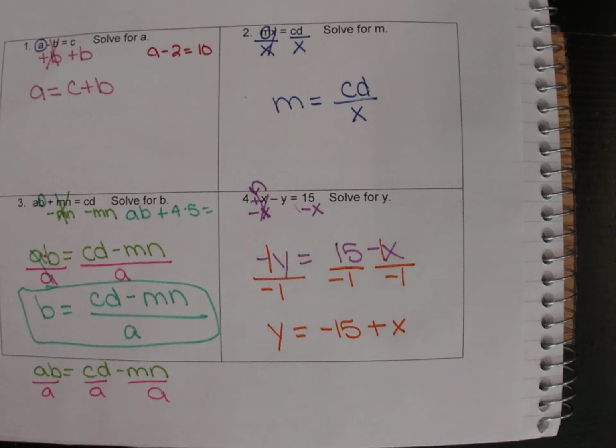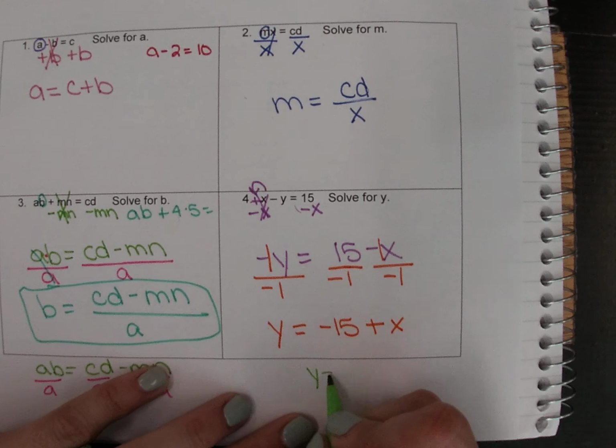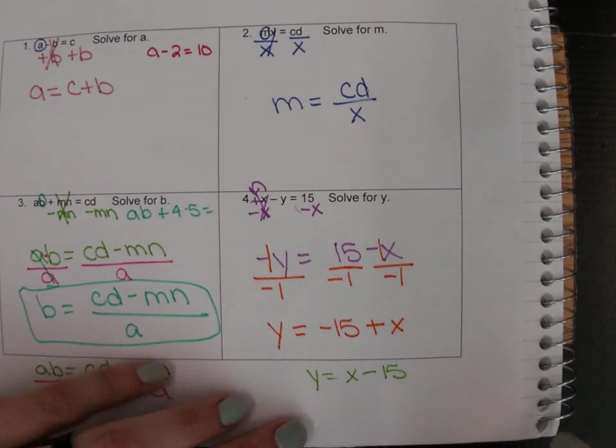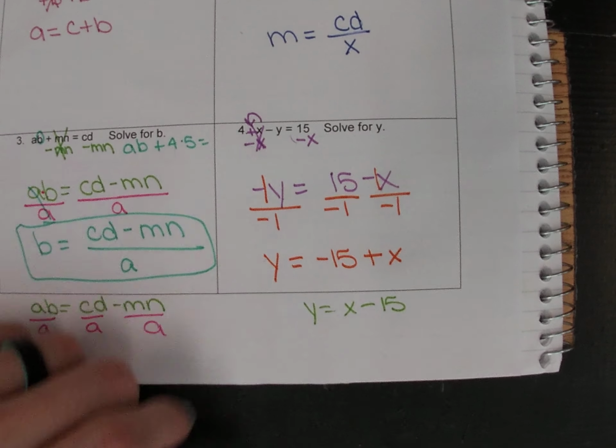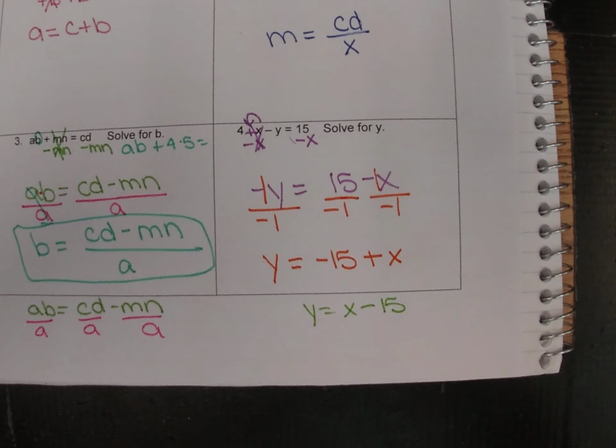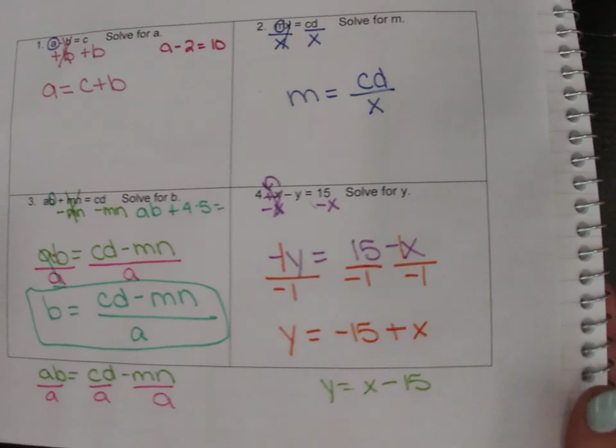Equally, don't be surprised if you see places that have the answer as Y equals X minus 15, right? The X is what's positive. The 15 is what is negative.